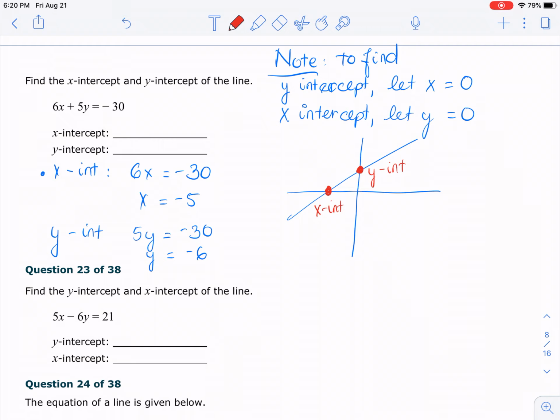To find the y-intercept, you let x equal to 0, right? It's kind of obvious because right here you see the point. If that point is located right there, then x has to be 0 with some point b. And then right here, y has to be 0 with some point x. So that's how we find the y and the x-intercept.